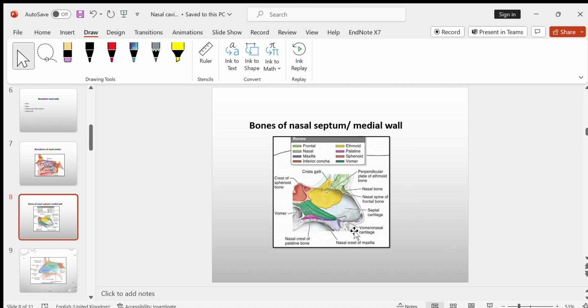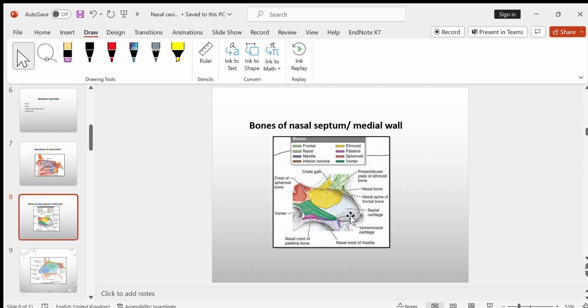The nasal septum or medial wall has the following bones forming it. The first one is the perpendicular plate of the ethmoid bone, this yellow one. Posteriorly, we have the crest of the sphenoid bone, and below that we have the vomer. A small part of the nasal crest of the palatine bone as well as the nasal crest of the maxilla also take part in the formation of the septum. Anteriorly, we have the septal cartilage.